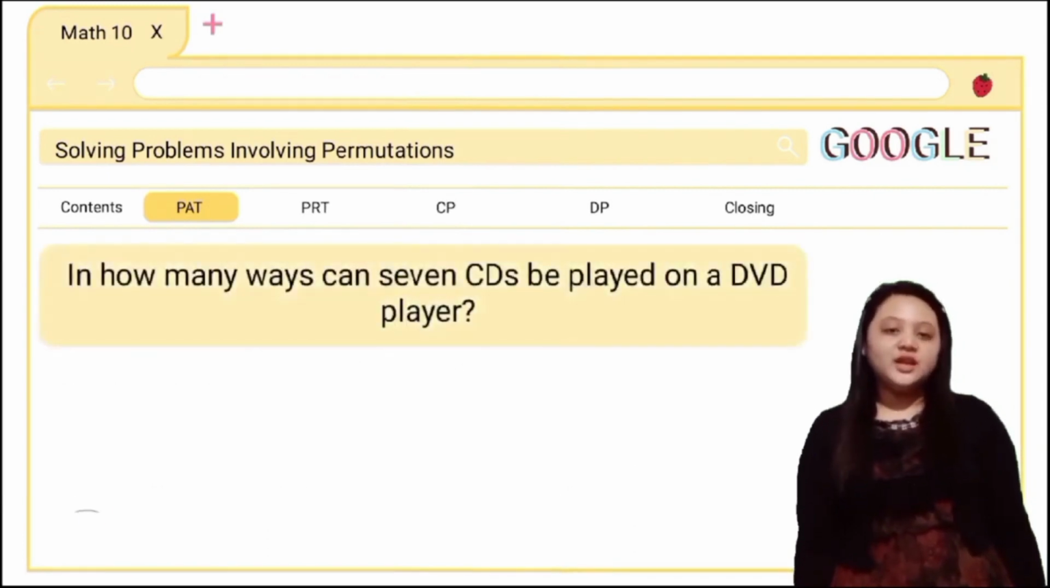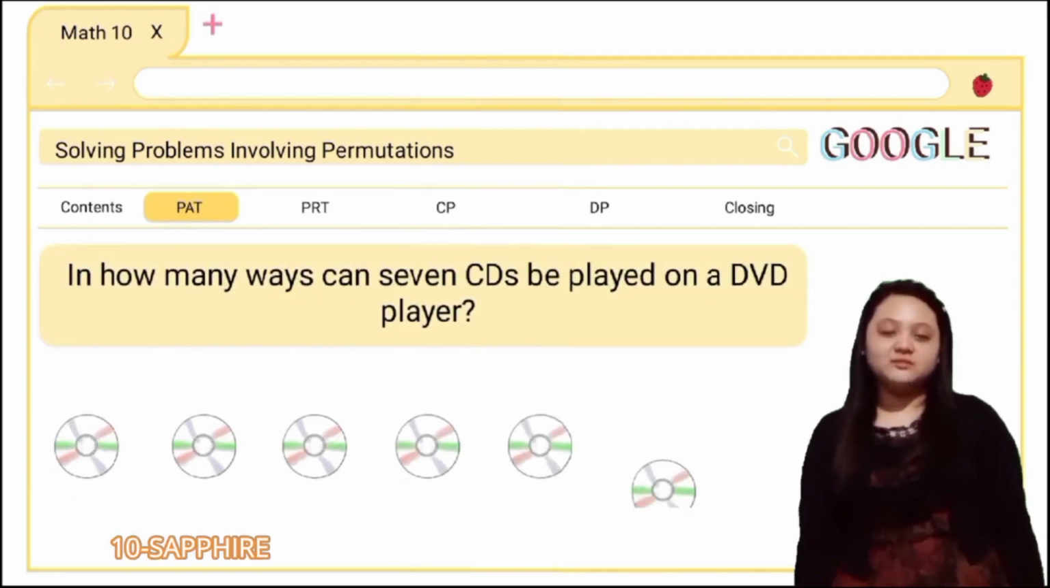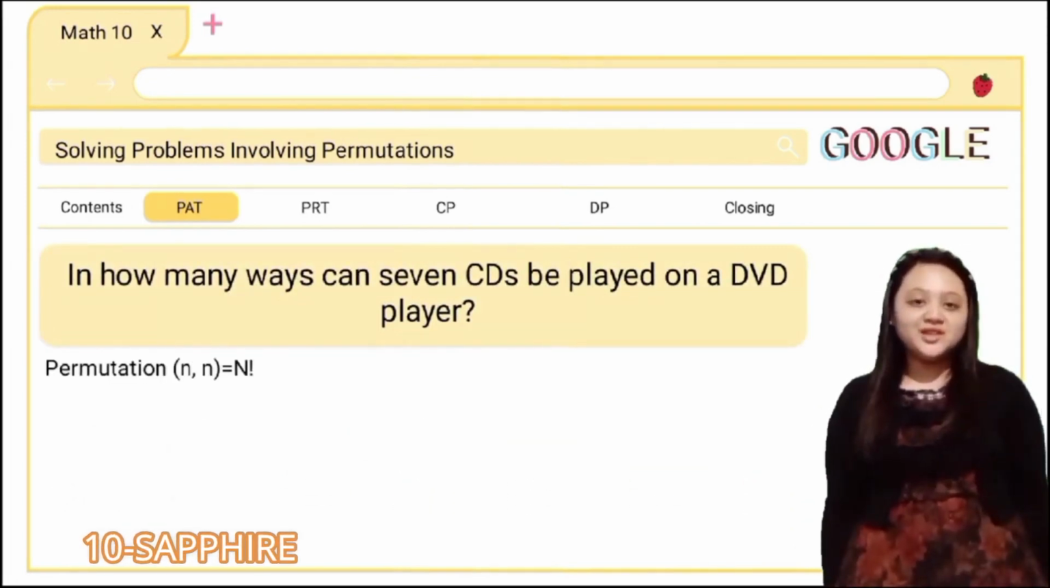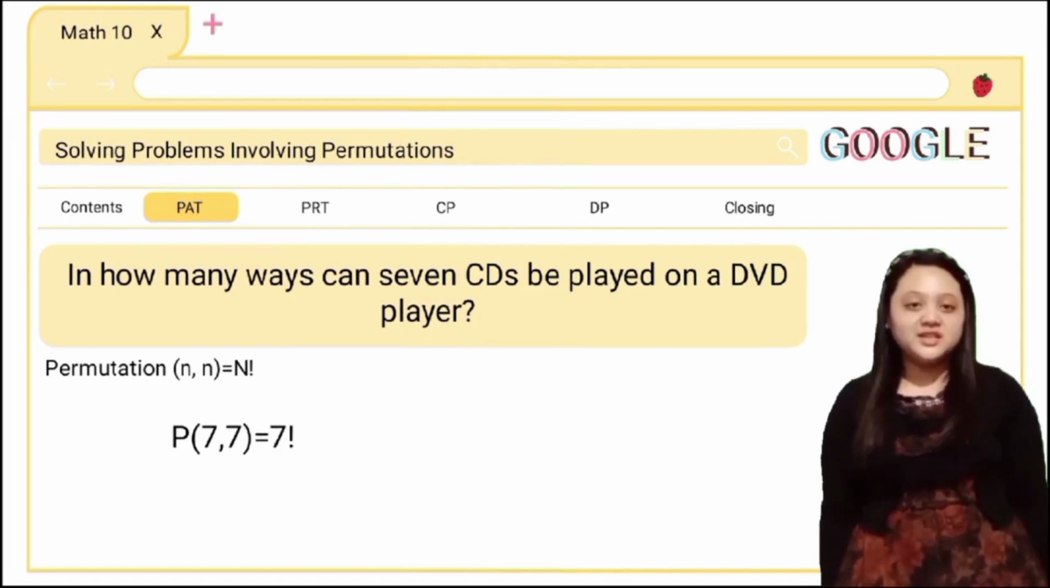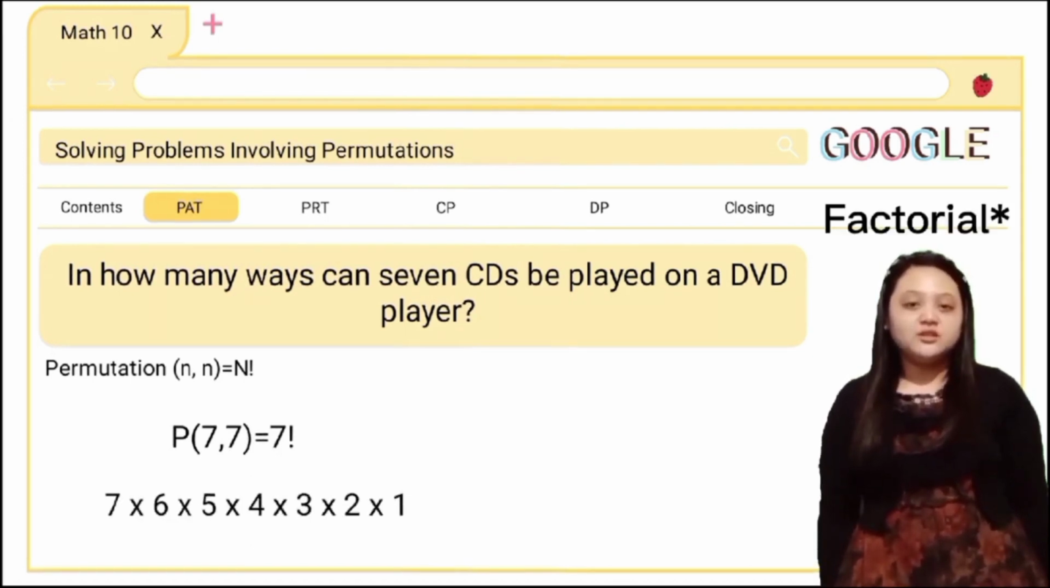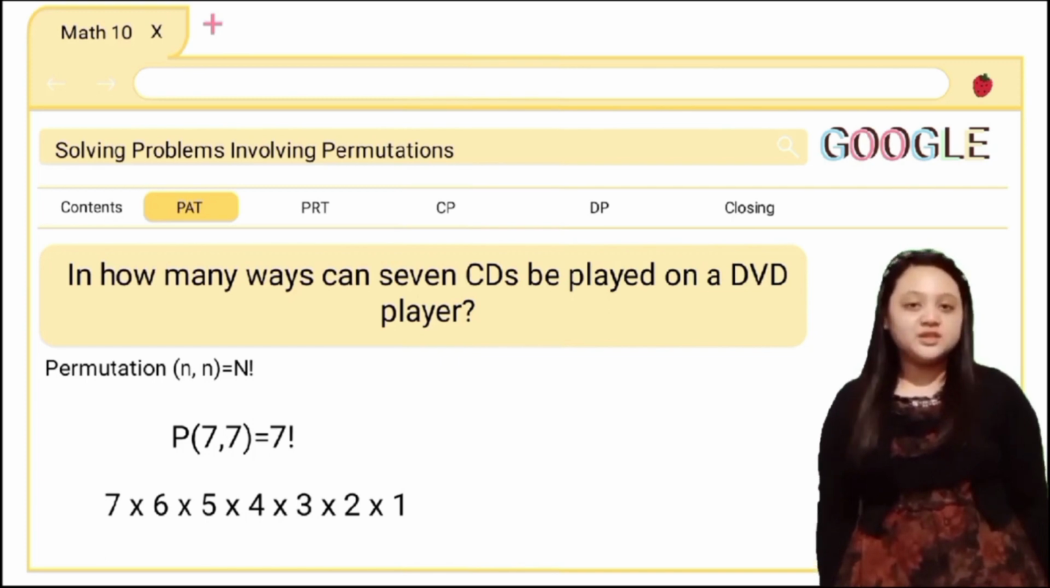For example, in how many ways can 7 CDs be played on a DVD player? Now let's use the permutation quantity n, comma n equal to n factorial. Let's substitute the n as 7 dahil ito ang bilang ng CDs na ipi-play. Next step is solving the 7 factorial. To solve it, we have to multiply the 7 by every number that is less than 7. 7 times 6 times 5 times 4 times 3 times 2 times 1. And the answer is 5040.